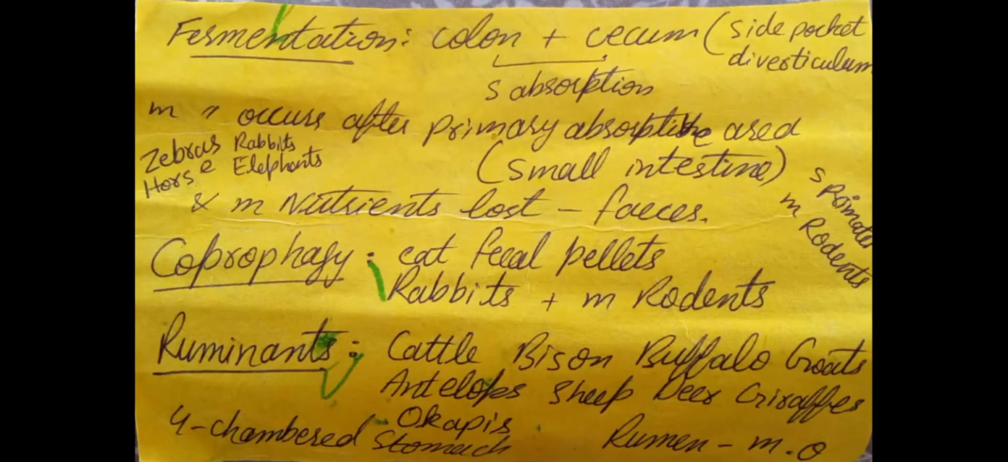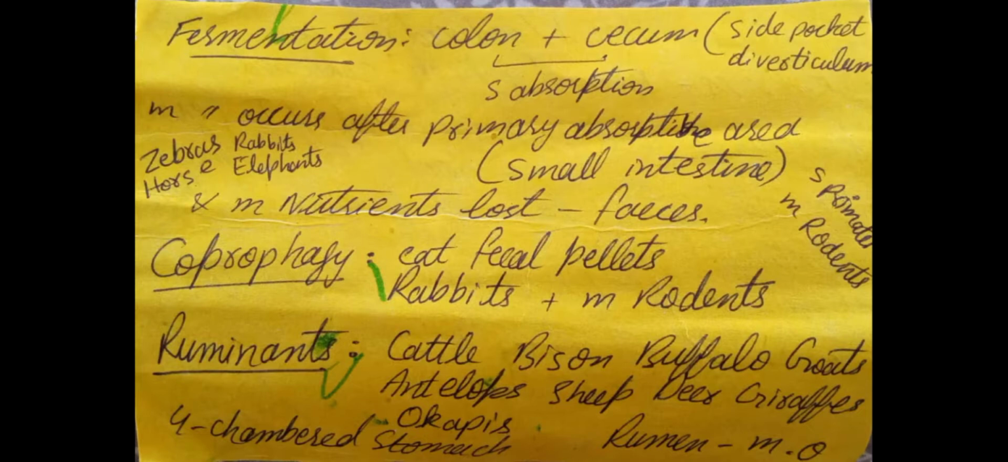Next is about fermentation. In the colon and cecum, some absorption takes place. Cecum is the side pocket diverticulum, and most fermentation occurs after the primary absorptive area, that is the small intestine. Fermentation occurs in zebras, rabbits, horses, elephants, some primates and many rodents. And many nutrients are lost in feces. So to overcome this loss, coprophagy evolved.